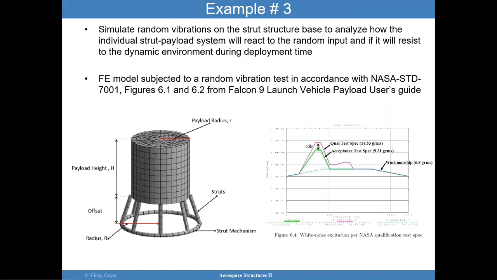Let's look at example number three, which comes from the literature. You have to simulate the random vibrations of the strut structure here, which is subject to a vibration input provided by this qual spec. And we want to really understand what is going on in terms of the structural behavior. The structure is subject to a vibe test in accordance with NASA-STD-7001. And figures 6.1 and 6.2 in the Falcon 9 launch vehicle payload user's guide, which is a public document, will provide additional information as an example.